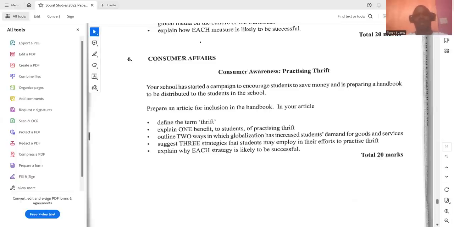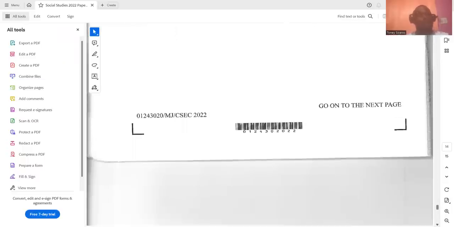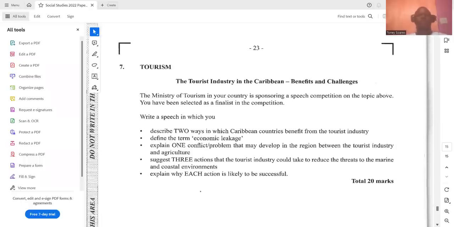So again, another 20 out of 24, the consumer affairs question. We're going to wrap up the tourism question quickly, and then we would have been done with the paper. All right, next question says the tourist industry in the Caribbean, benefits and challenges. The Ministry of Tourism in your country is sponsoring a speech competition on the topic above.